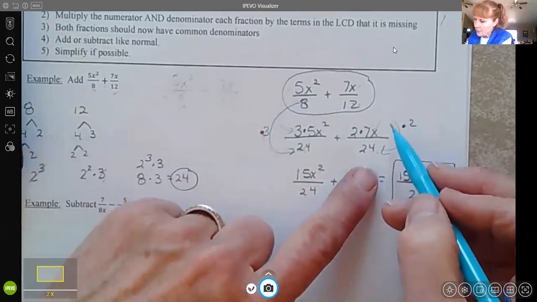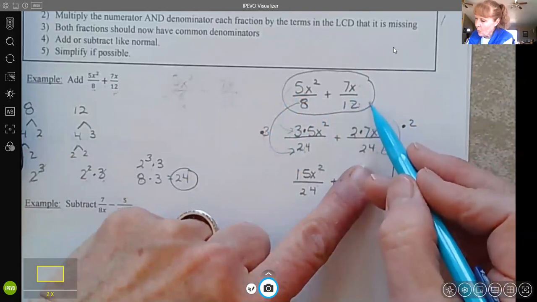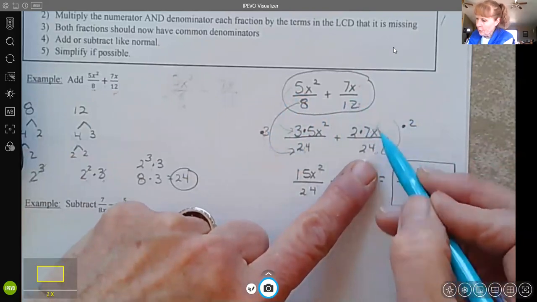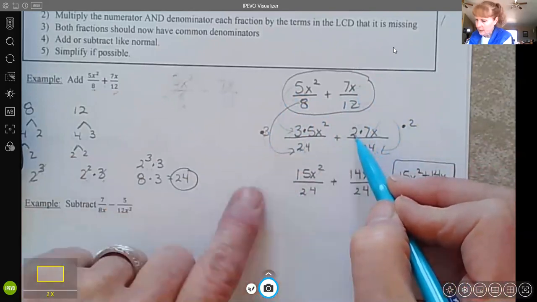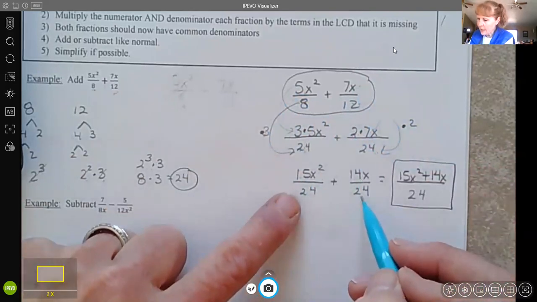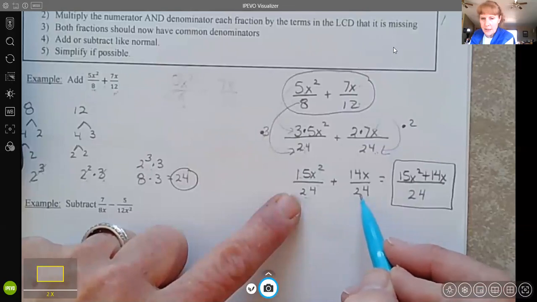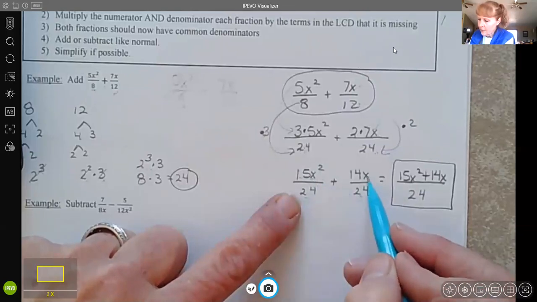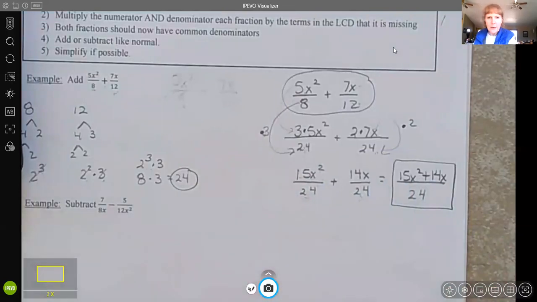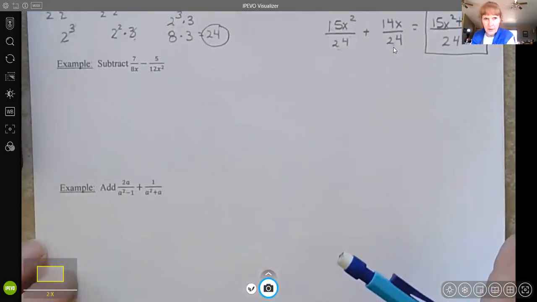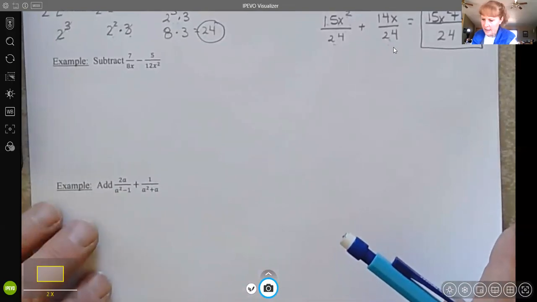And then likewise with this next one, if you multiply 12 times 2, you're going to have to take the numerator times 2. And then you just multiply that out. And once you have a common denominator, add the numerators and see if you can simplify. All right, well, let's keep practicing that. Let's look at this next example.